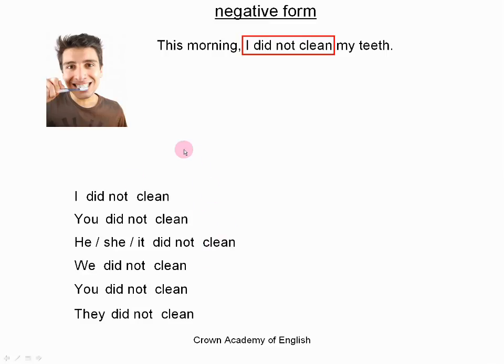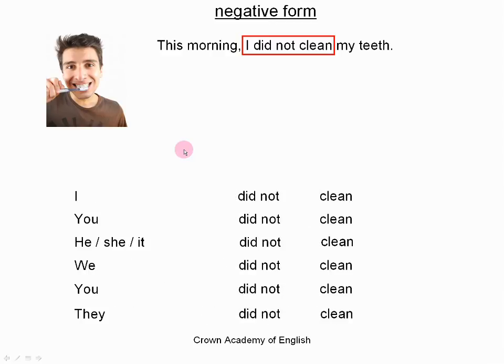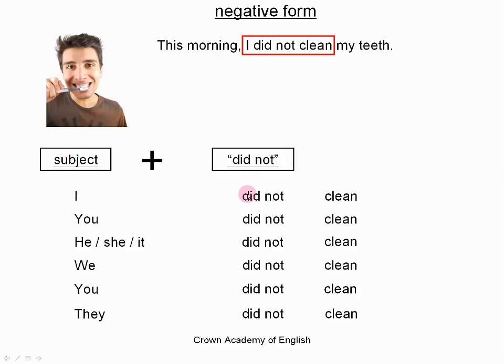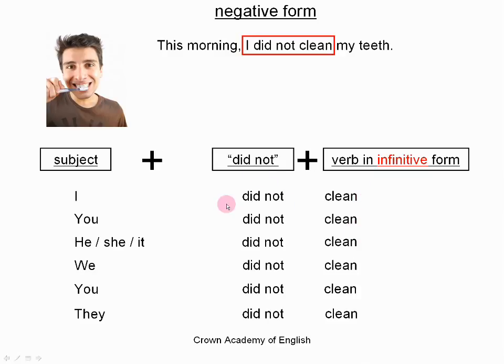So, in more detail, this is the form of the negative. It's the subject, followed by did not, and then the verb in the infinitive form. Okay, this is very important. This verb, this is the infinitive form, the base form. Okay, so this is the important word, did not, followed by the infinitive.